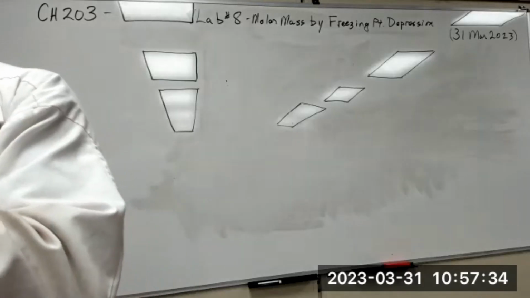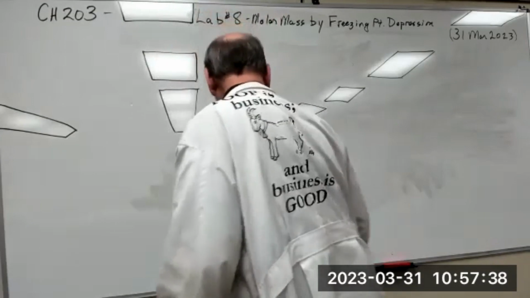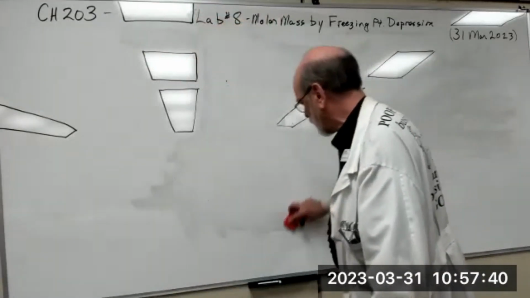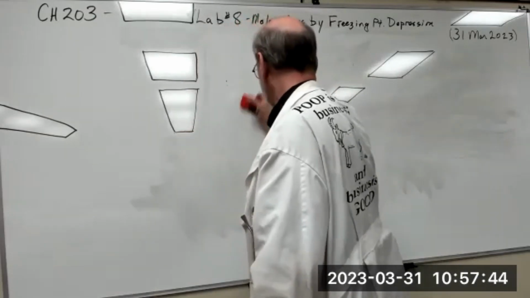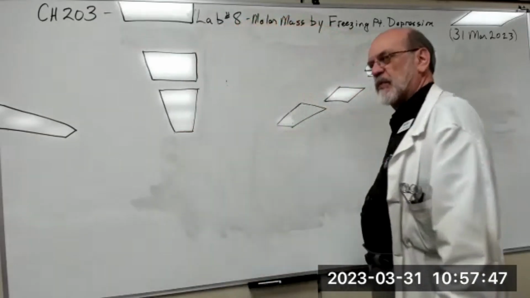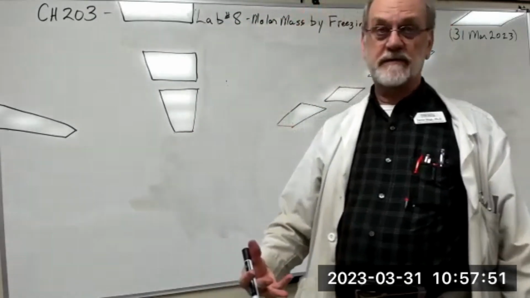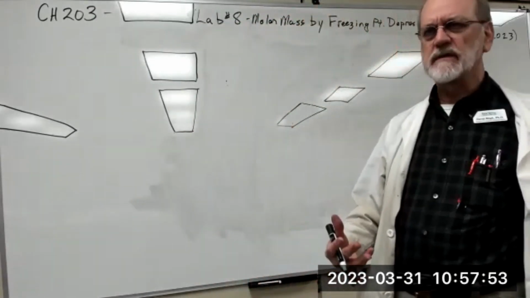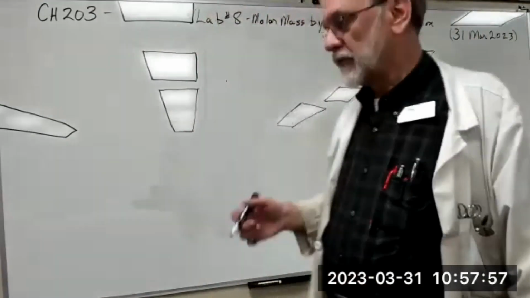But this is based upon the colligative property, boiling point depression. So when you put a solute in your pure solvent, it will change its boiling point. It will decrease the boiling point. Excuse me, freezing point. Freezing point depression.